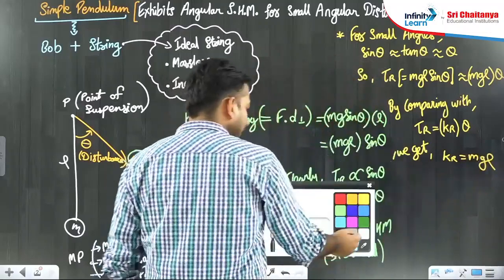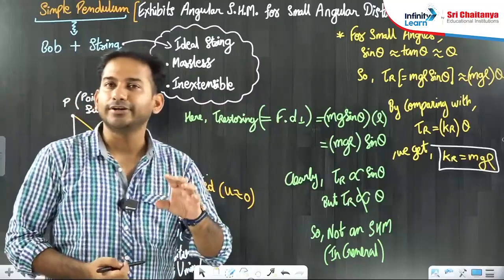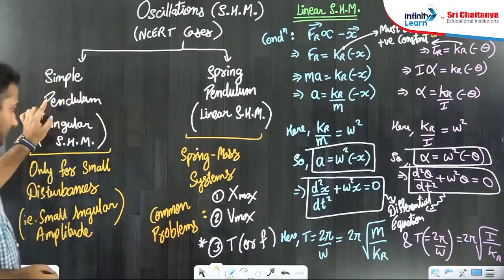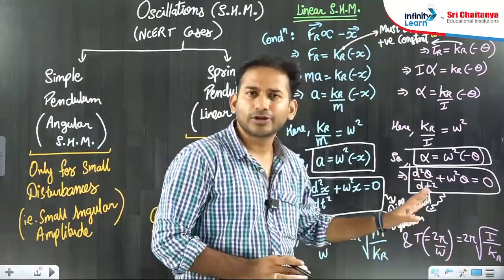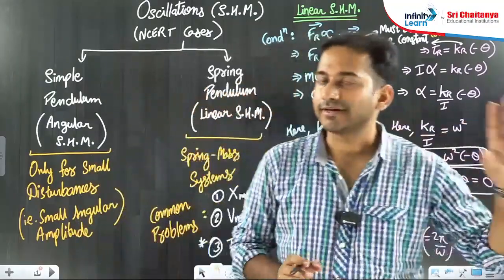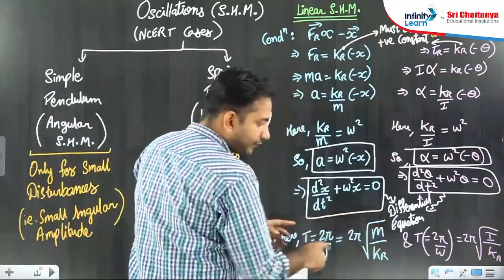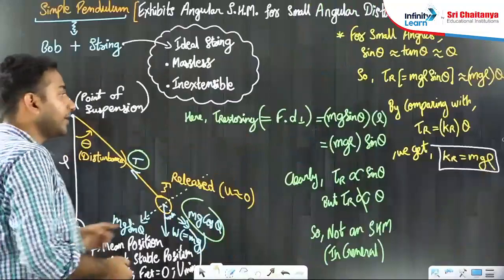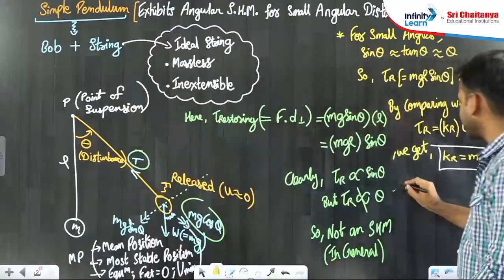Sir, what are we exactly trying to do? We are trying to find out the time period of a simple pendulum. If you notice, a simple pendulum is a type of angular SHM, and in angular SHM the time period is given by this formula. I have related all the basic relations that could be used in the exam. For the time period, we need two things: the moment of inertia as well as kr.